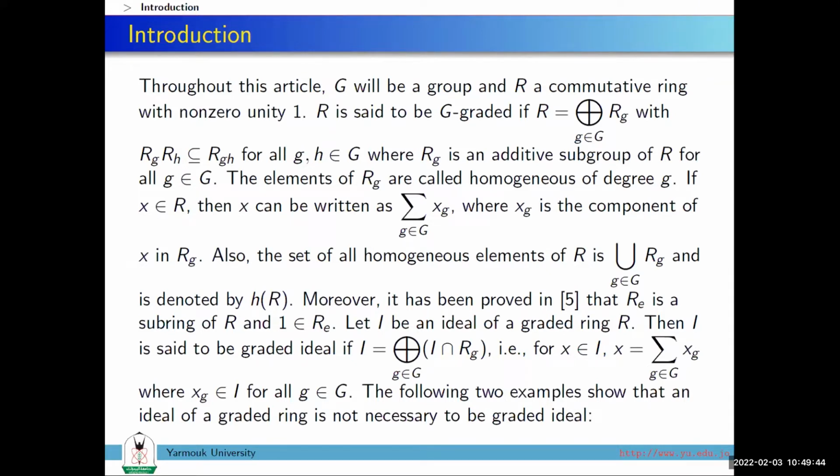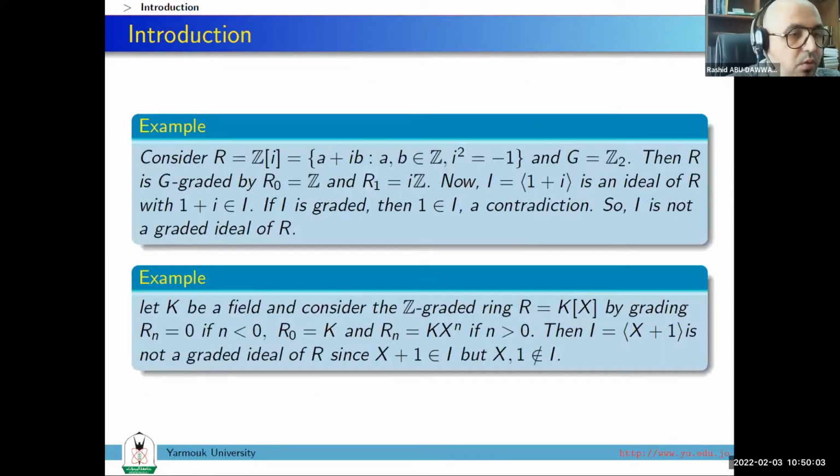The first question: if we have a ring and we make it graded, can we have all the ideals inside this ring graded? The answer is no. So the following two examples show that an ideal of a graded ring is not necessarily graded. We have two basic examples.